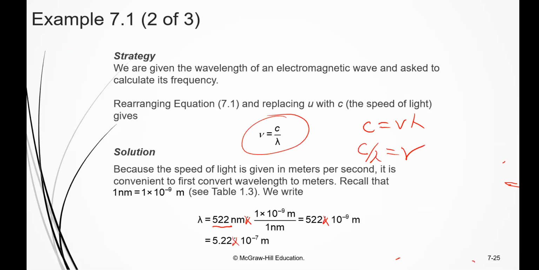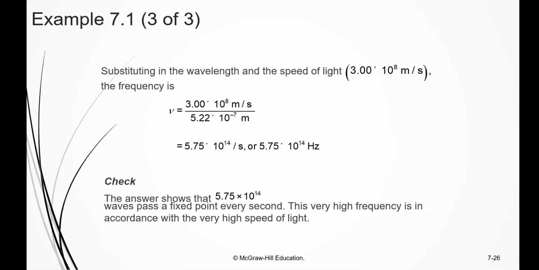Now we're all set, our units line up. We can then plug that in. We have 3 times 10 to the 8 over 522 times 10 to the negative 9. Our answer is going to be 5.75 times 10 to the 14 cycles per second. Hertz is another way for us to talk about that. Hertz just means per second.